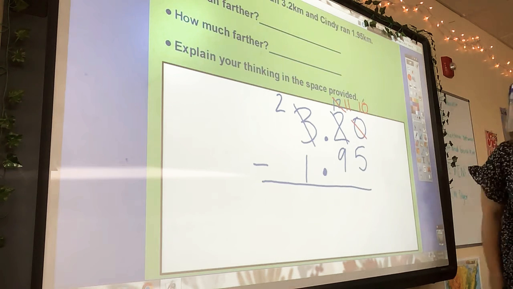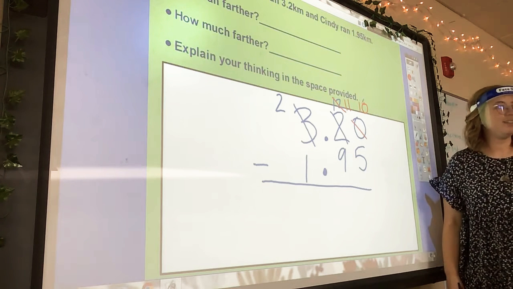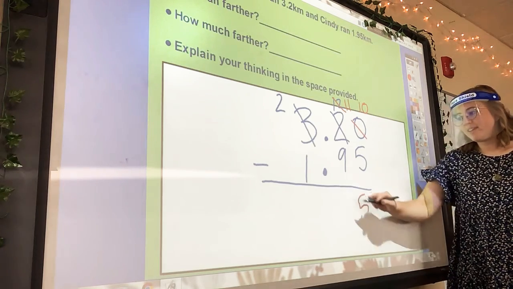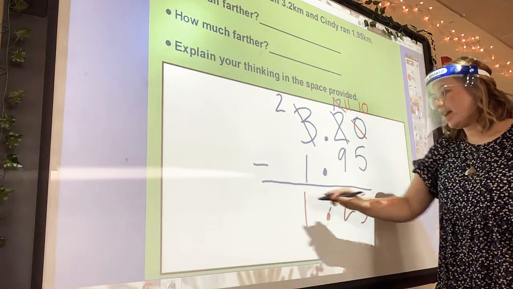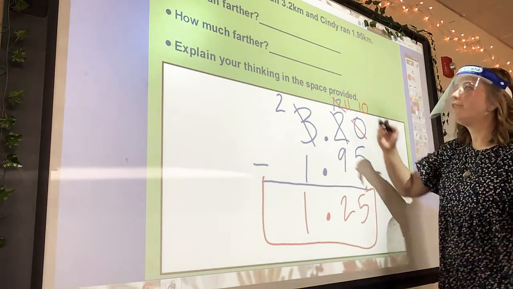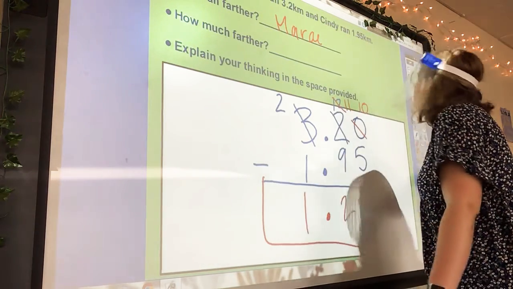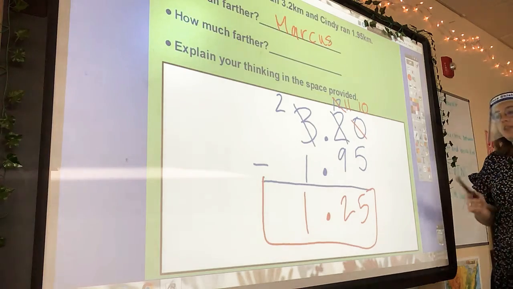Okay, can we do rapid fire? Yes. Yeah? Okay, here we go. Look at it. Okay, 10 minus 5. 5. 11 minus 9. 2. 2 minus 1. 1. So, Marcus ran farther, right? We knew that before we solved the problem. Oops, my bad. Marcus, okay? How much farther did he run? Go.